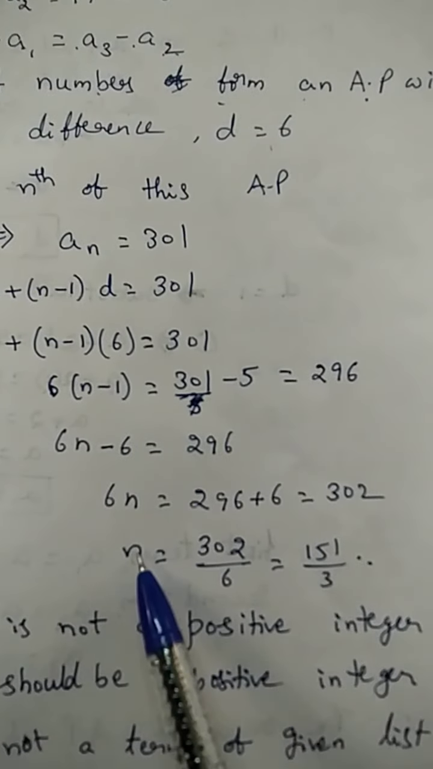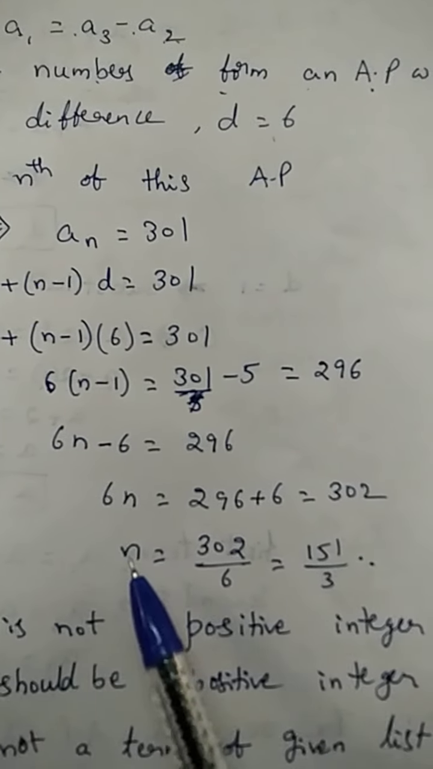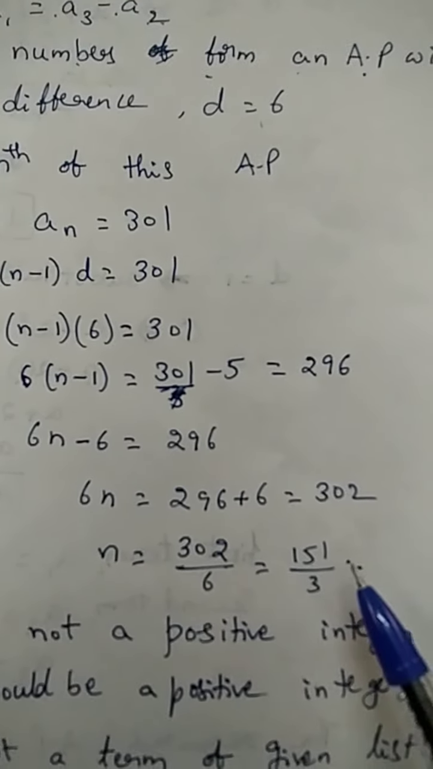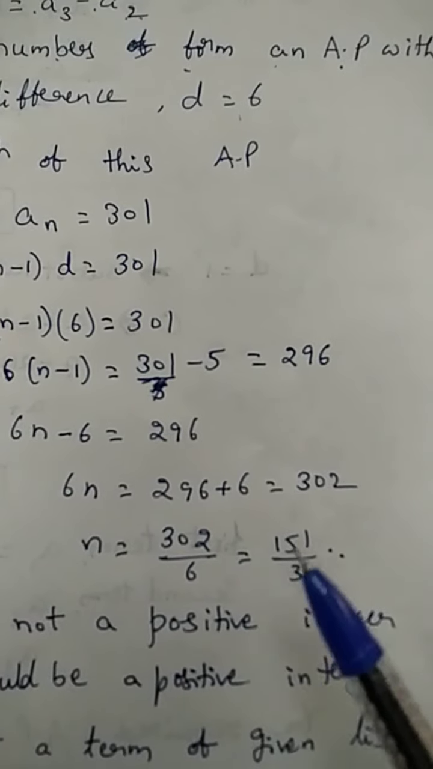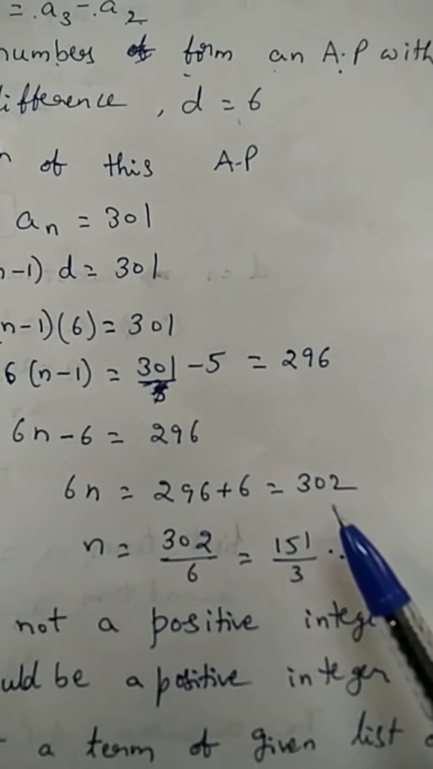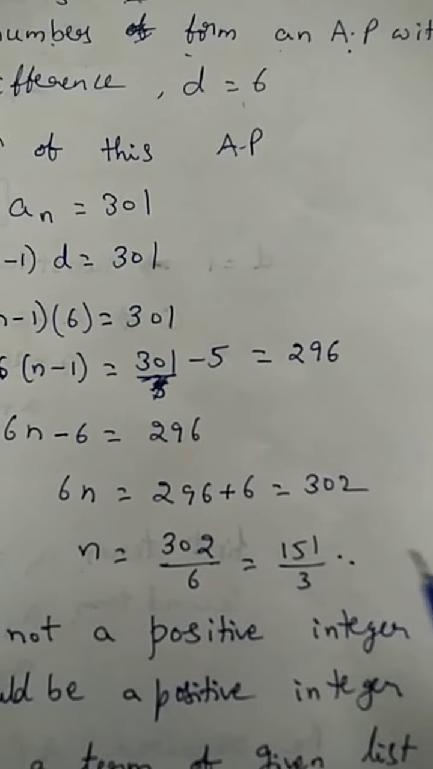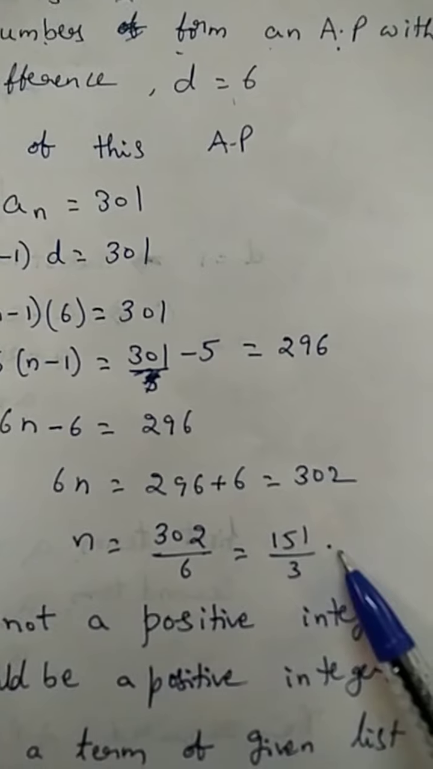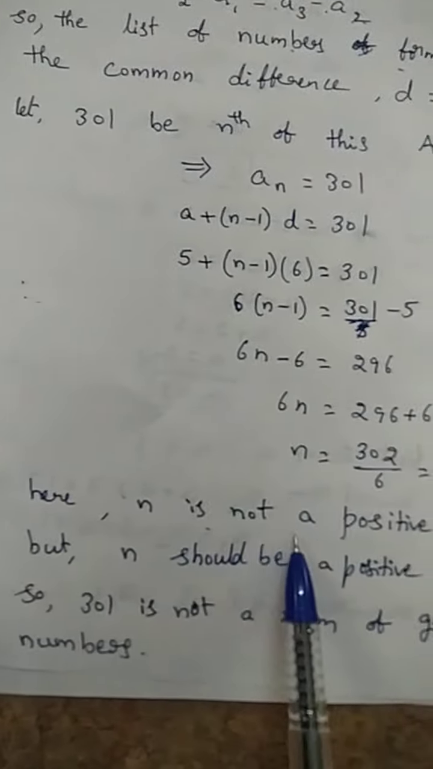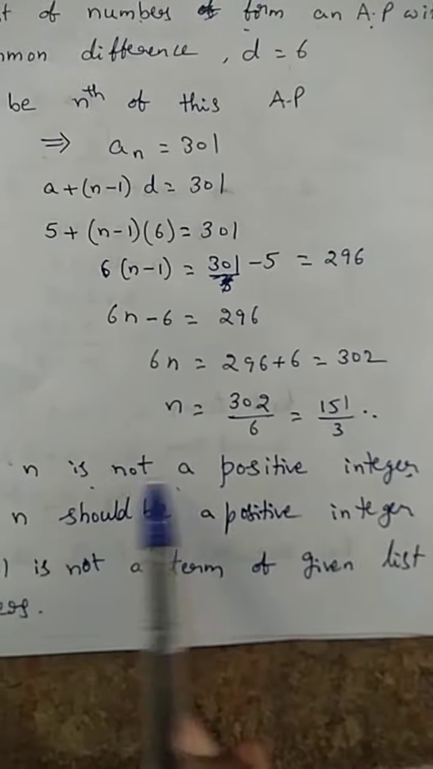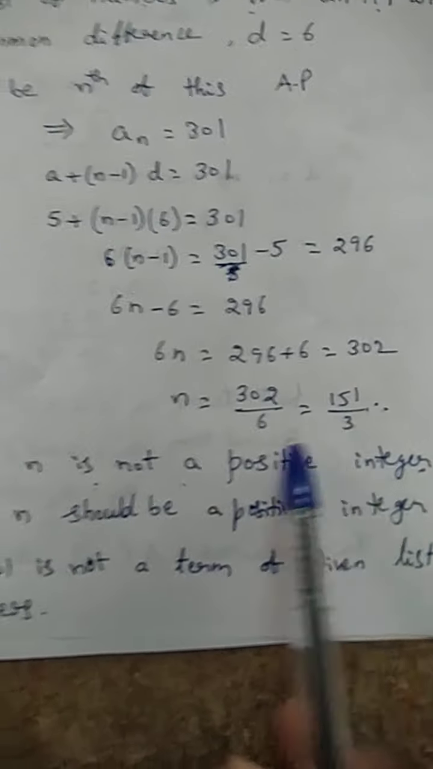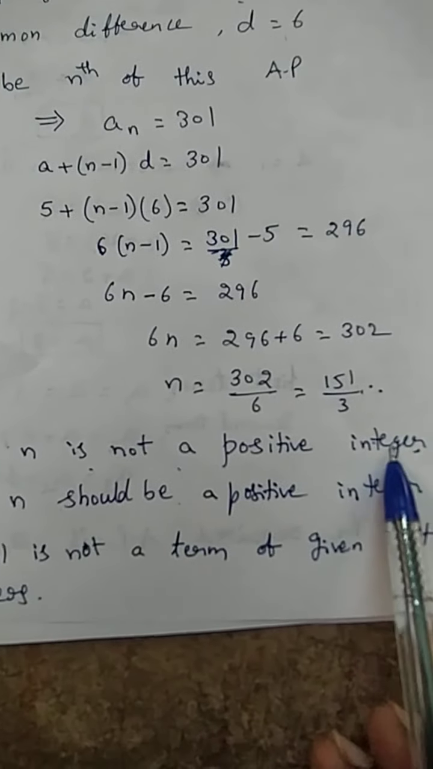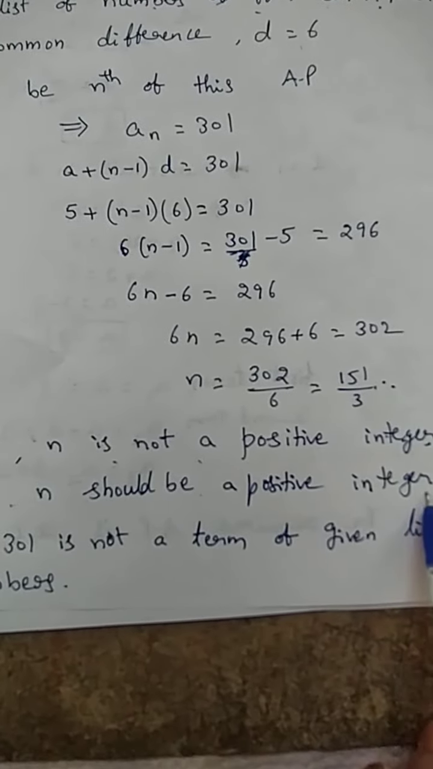What is the meaning of n in the problem? n is a term number. Which term does it indicate? The terms are first term, second term, third term, fourth term, like that. Those are positive integers, not decimals. 151 by 3, when we simplify it, the result is a decimal. So here n is not a positive integer, it is a decimal, but n should be a positive integer.